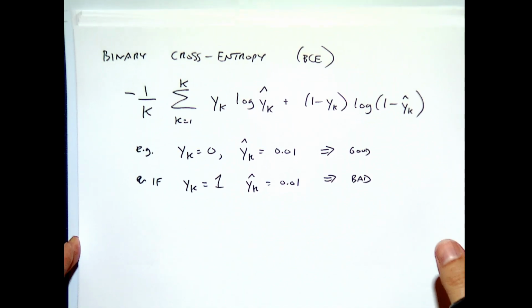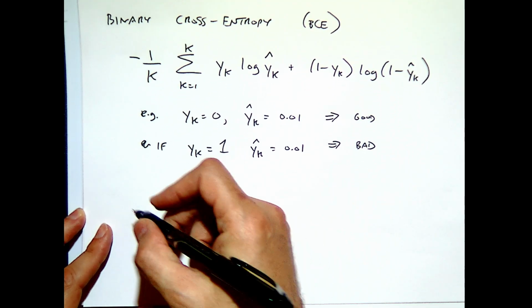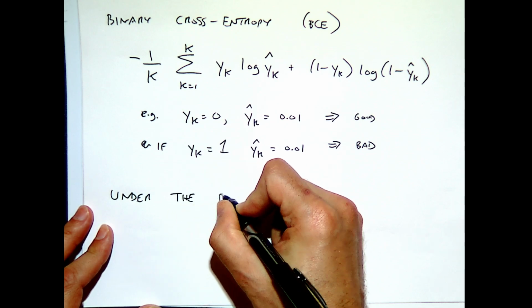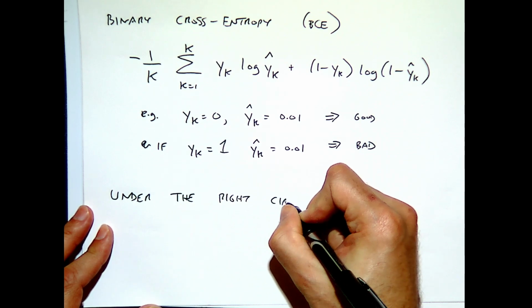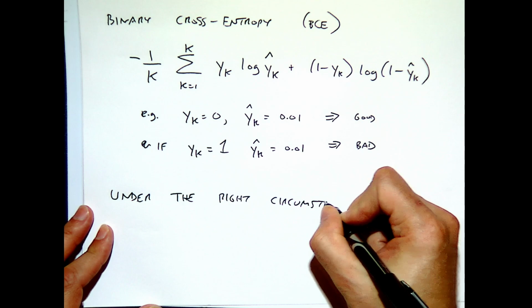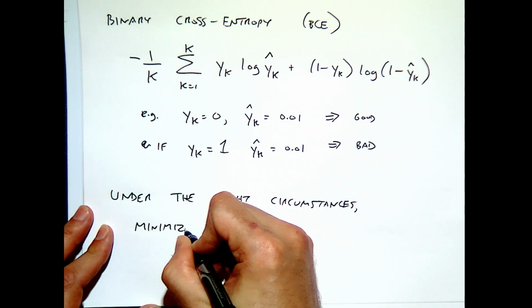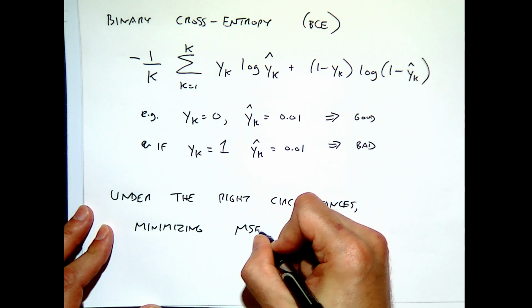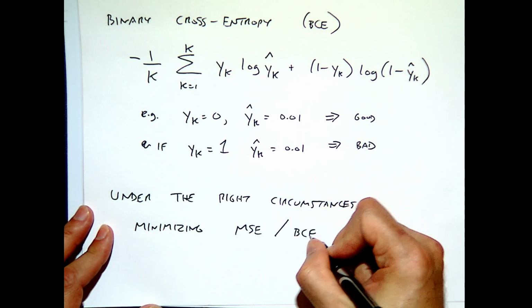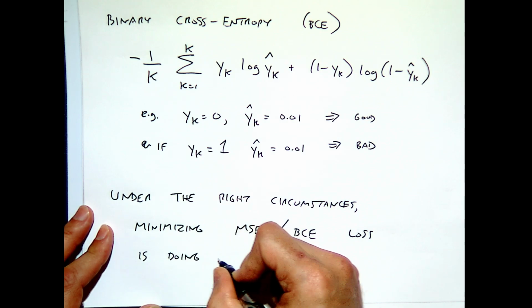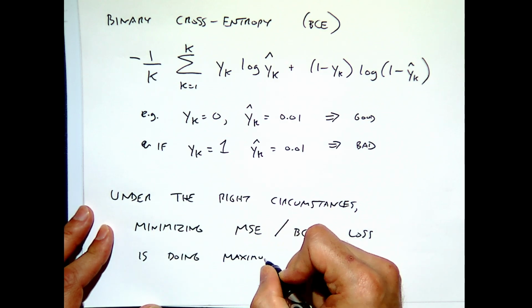So let me just say that under the right circumstances, minimizing the mean squared error or the binary cross entropy loss is doing maximum likelihood estimation, which is really what we wanted to do in the first place.